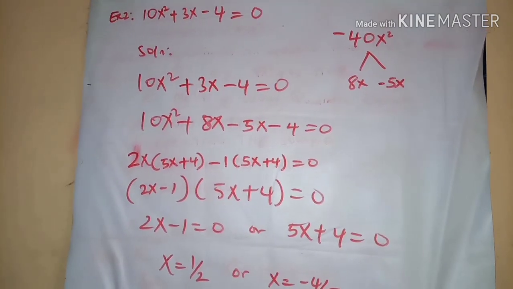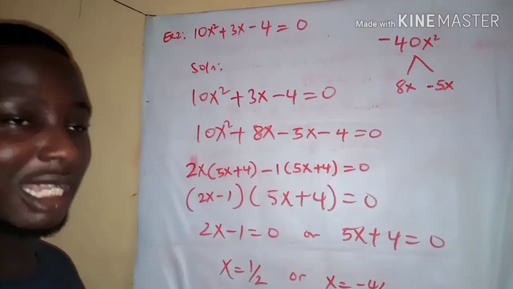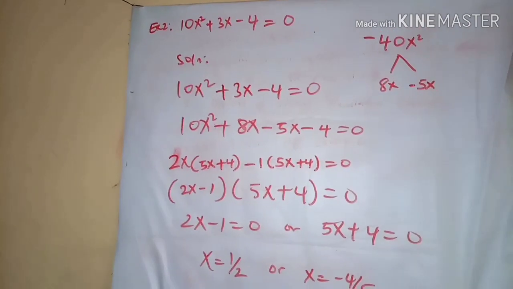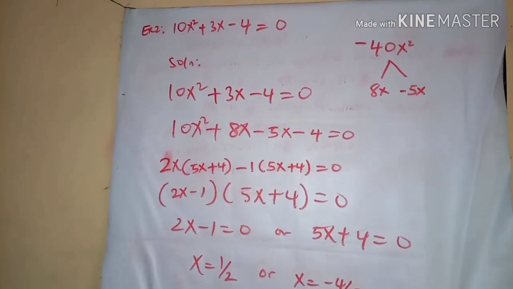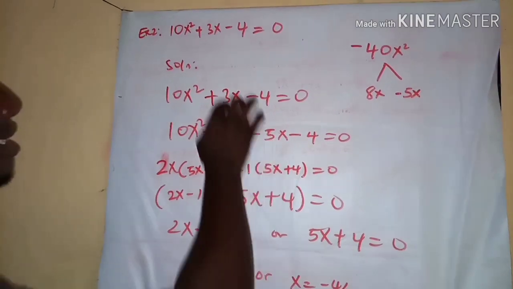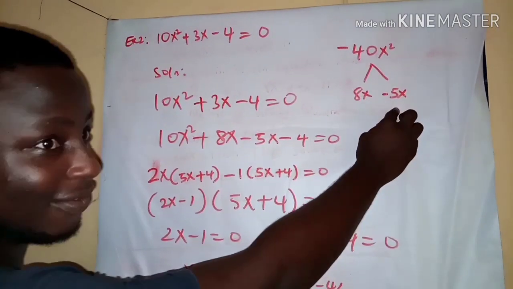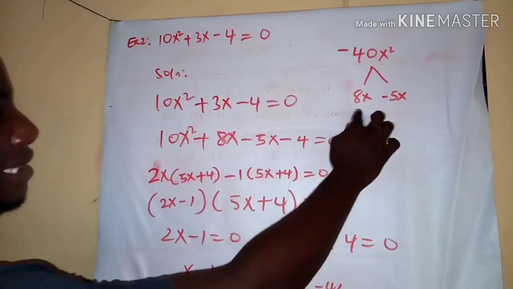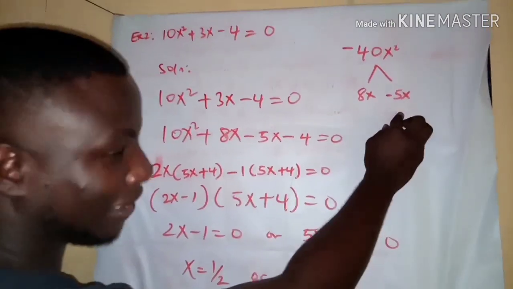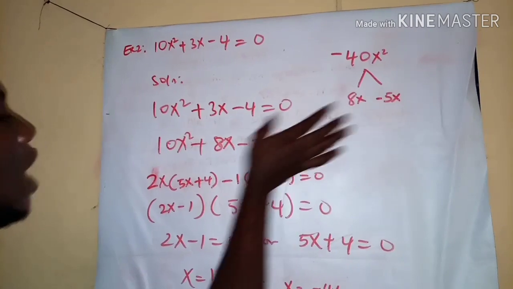Obviously, like I said in the last example, when you have to multiply two numbers that will give you a negative number, one has to be positive and the other has to be negative. So in this case, we are going to establish that the two factors of 40 that, when we evaluate them together, will give us 3x are 8x and 5x. So we will say 8x minus 5x will give us plus 3x, and 8x times minus 5x will give us minus 40x squared. So we insert this into our equation.